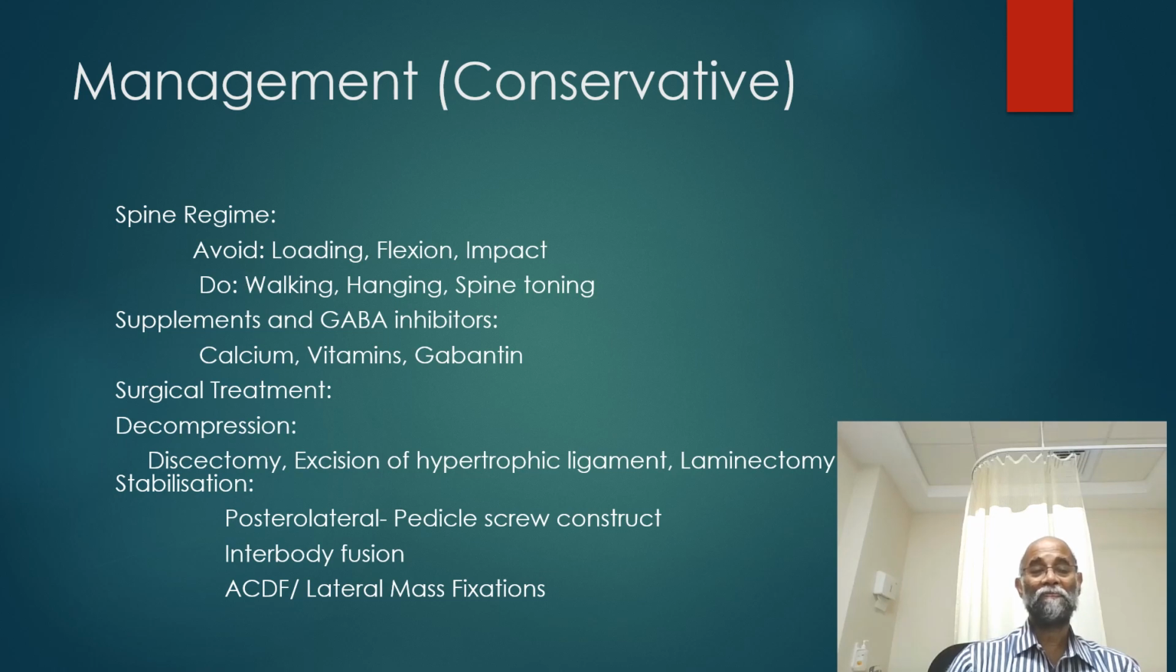Surgical treatment of low backache sciatica syndromes involves basically two types of surgery. One is decompression. A collapsed intervertebral disc may be removed, which is called a discectomy. Or you can have excision of hypertrophic ligamentum flavum, or a laminectomy may be done to relieve spinal canal stenosis. Stabilization aims at restoring the alignment of the spine and retaining it in that position. Stabilization prevents recurrence of nerve compression.